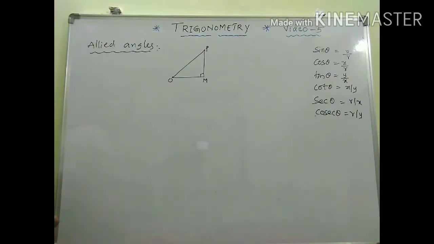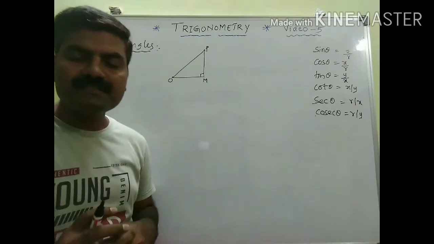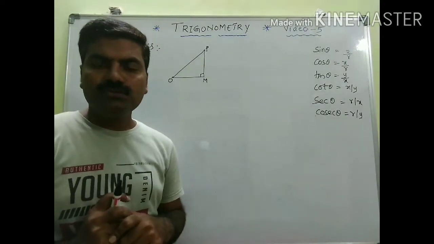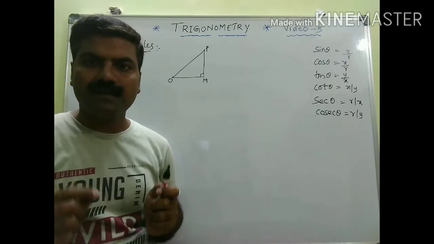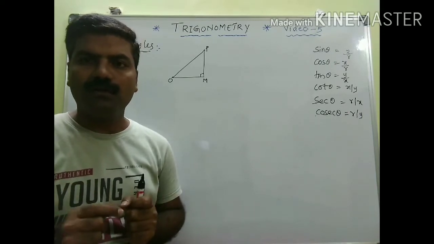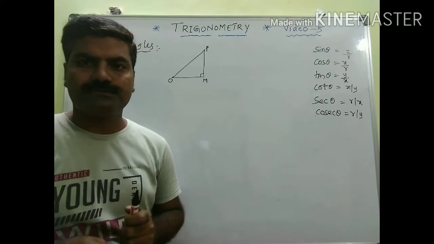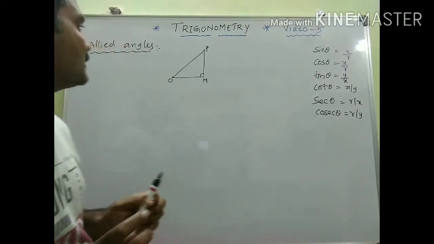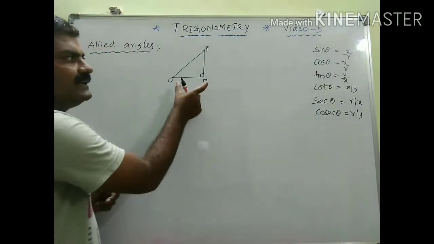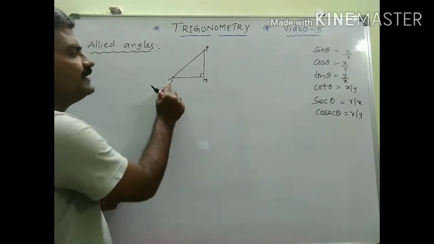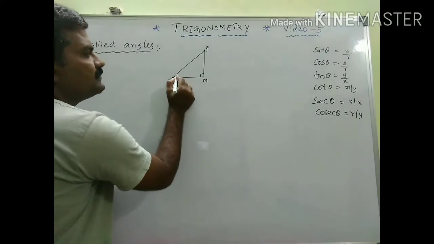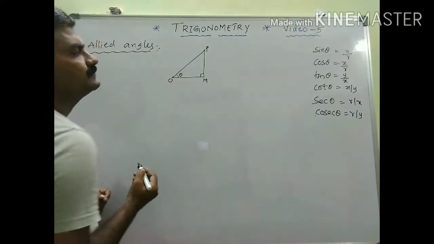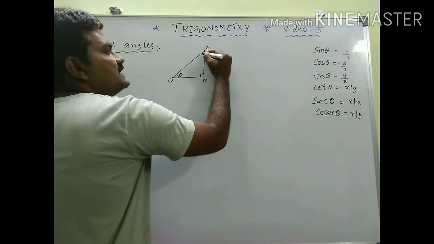So coming to allied angles. Just now we discussed that two angles are said to be allied angles if their sum is either 0 or a multiple of pi by 2. Okay. To explain this concept, let us consider a right angle triangle. Let OMP be a right angle triangle, and suppose this angle is theta. Now, can you guess what this angle is?